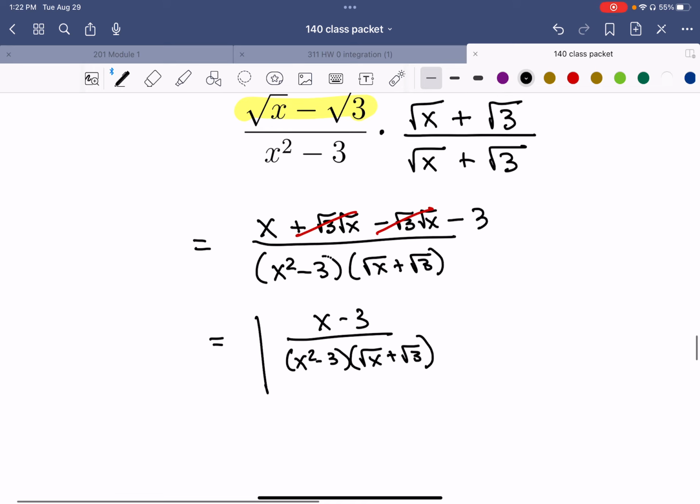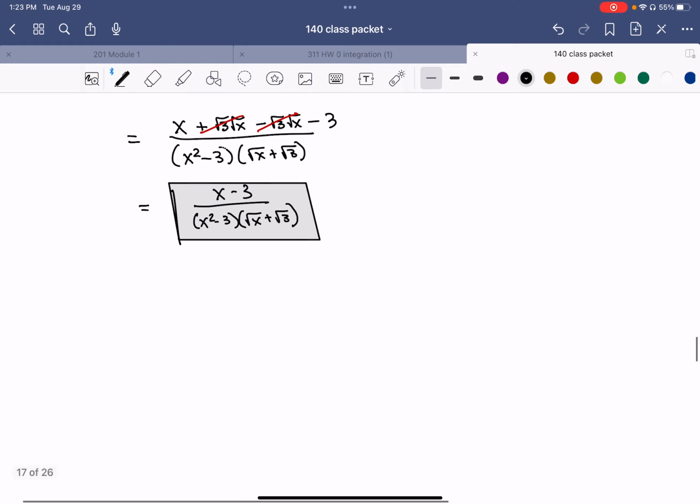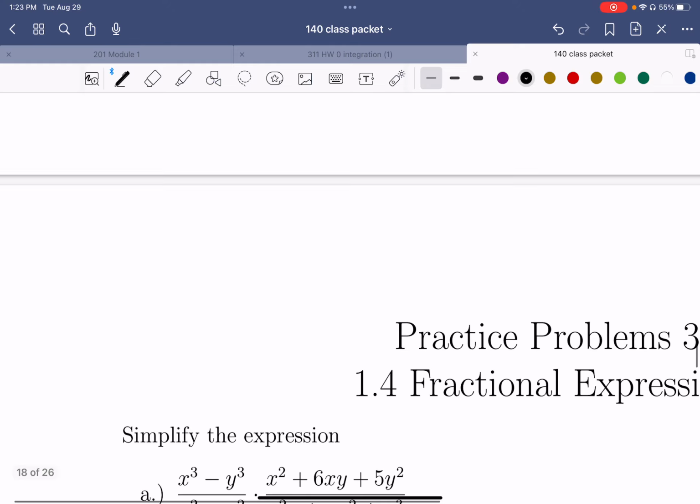And we can leave it like that. If you want to go ahead and multiply it out in the denominator, you can, but it's probably going to end up pretty yucky looking. So we're okay leaving it just like that. And we're going to end here.